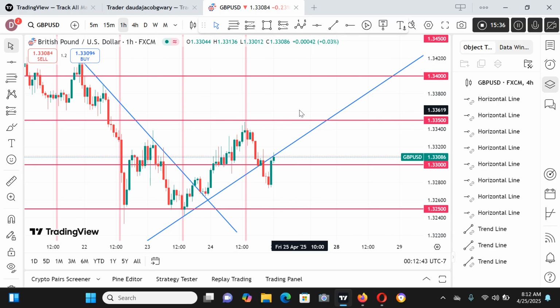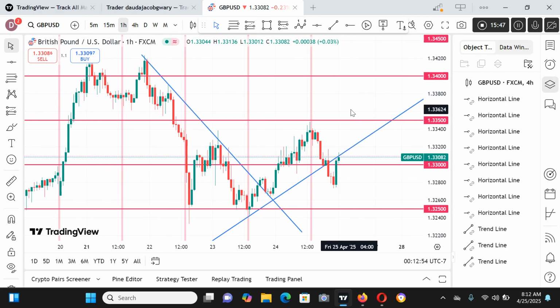This psychological level is applicable in all the currency pairs. So please, we should do our due diligence and pay close attention to it so that we can be able to increase our profitability.